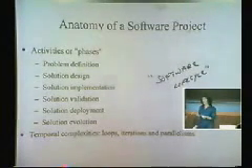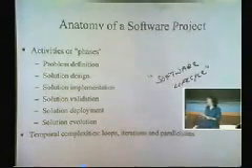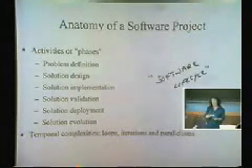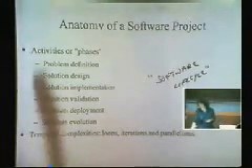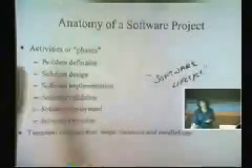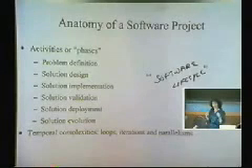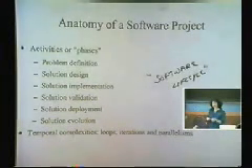A very large number of the problems that you see when software is finally released can be traced back to this phase here, or to this activity, where the solution design was not adequate. It was not well done. It was not carefully done. It had errors in it.